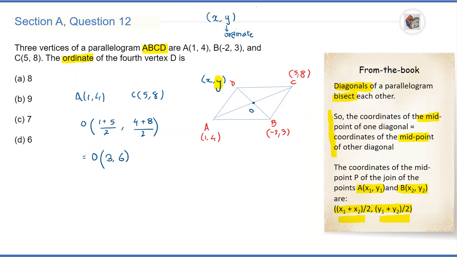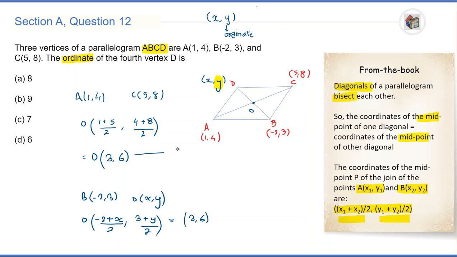Now this precisely is also the midpoint of BD, because the diagonals bisect each other where they meet, right? So if I pick up B and D now, B is (minus 2, 3), D is (x, y), even then the midpoint is the same. But had I tried to find the midpoint using my method, it would be average of the x's, average of the y's. Like this, I would have had to calculate it. But now I know that this is equal to (3, 6), because that is what we already found here in the first step.